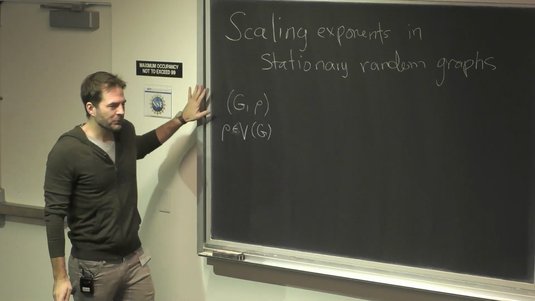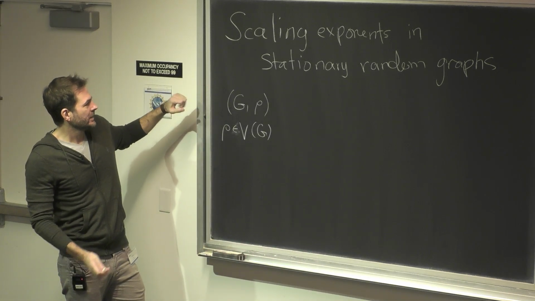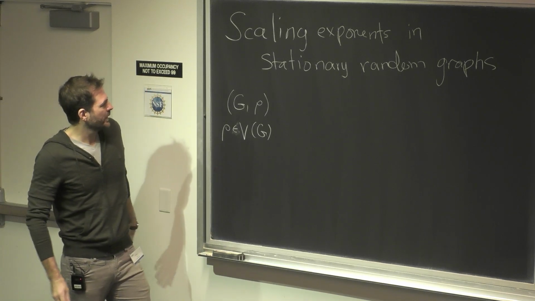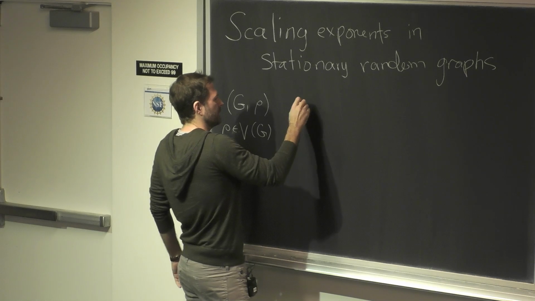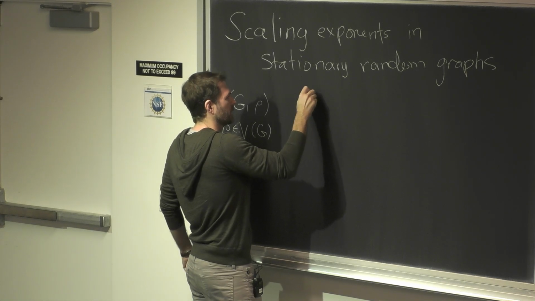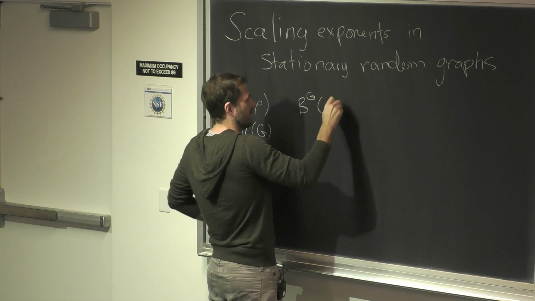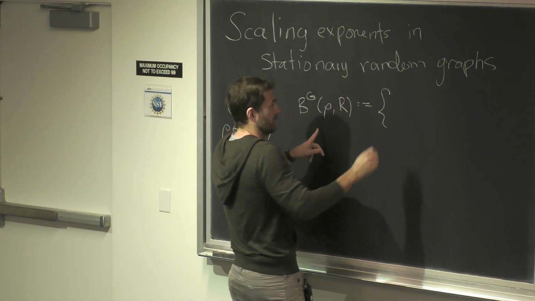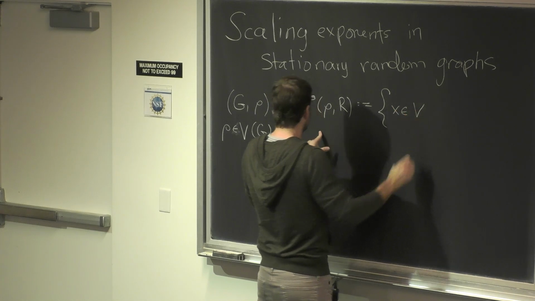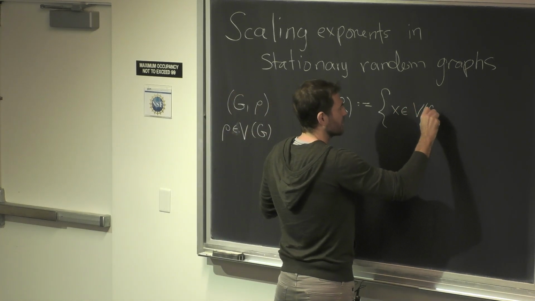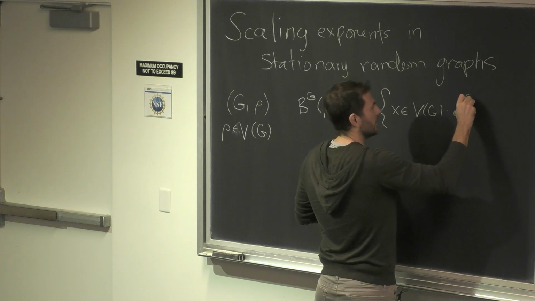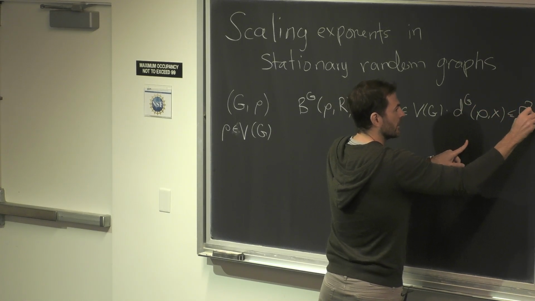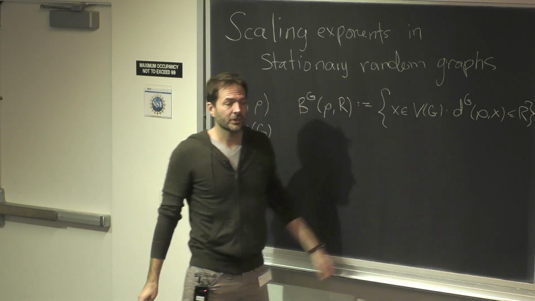I care about exponents related to various quantities in the graph that scale as we take larger and larger snapshots of it. A nice way to take a snapshot is to consider, let's say, a ball in the graph. So the ball of radius r around rho is just a set of vertices in the graph such that the graph distance from rho to x is at most r. Here, that's just the shortest path distance on the graph.